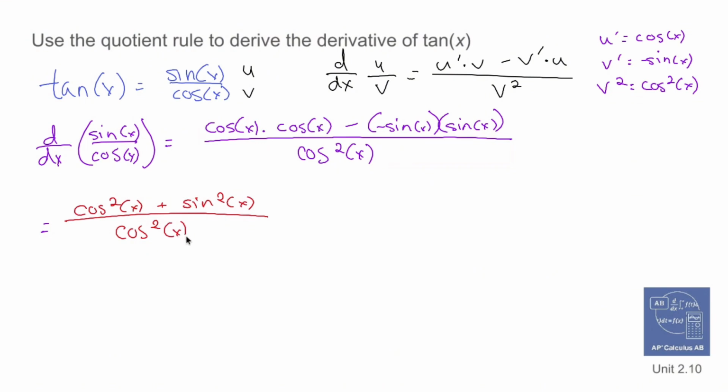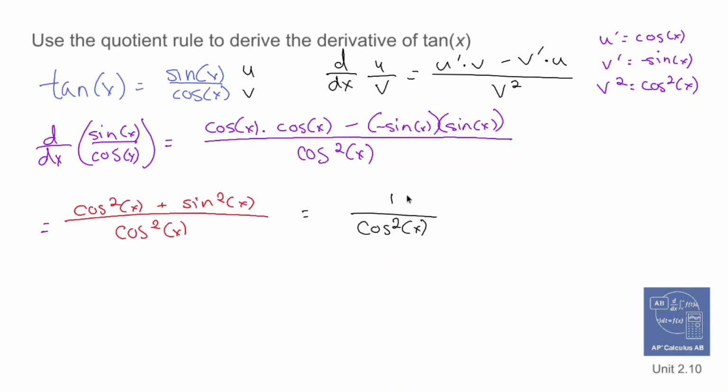Now, I know what you're thinking. Oh, a cos and a cos, they cancel out. No. This is actually what happens. There's a Pythagorean theorem identity that says cos squared x plus sine squared x equals 1. That comes from the unit circle back in pre-calculus, boys and girls. So this whole numerator turns into 1. And that's all over cos squared x.